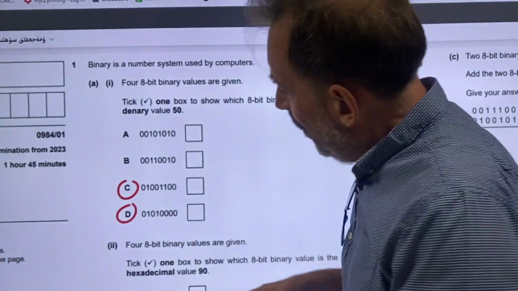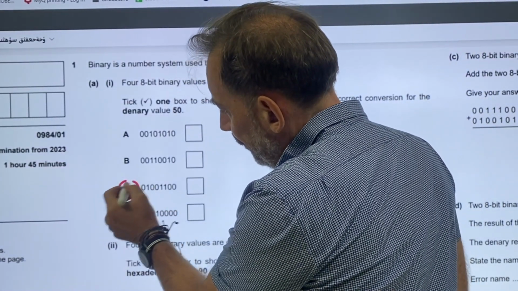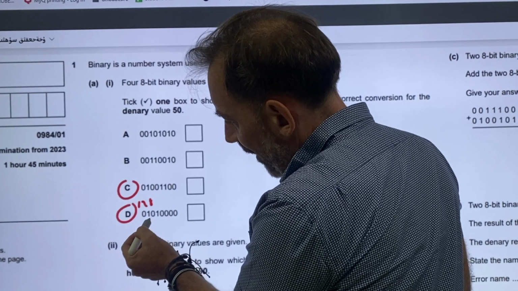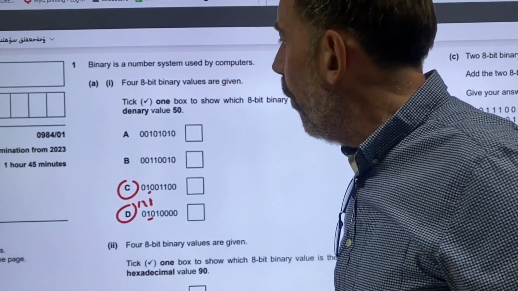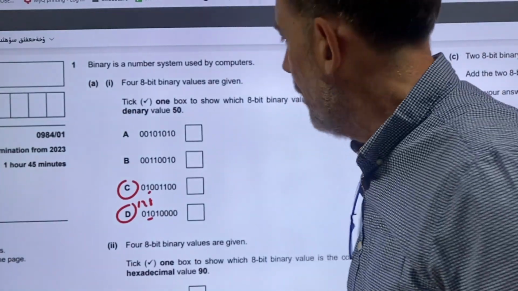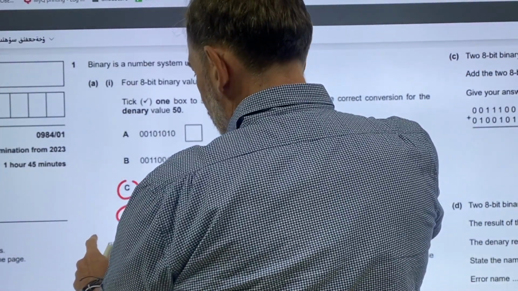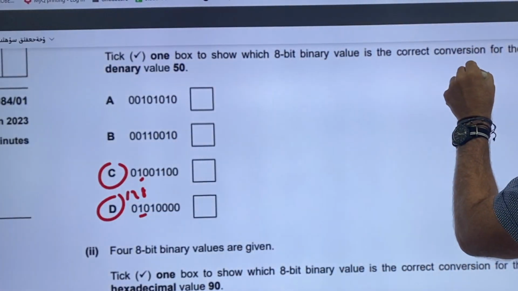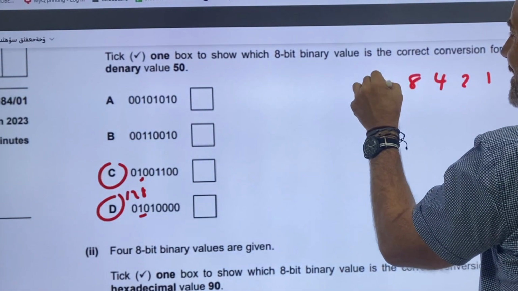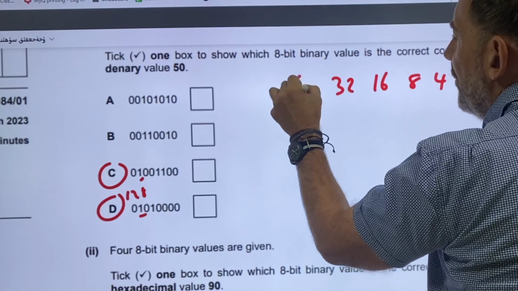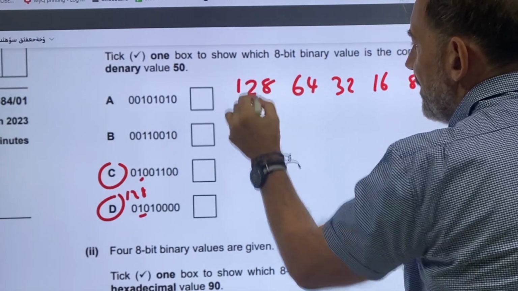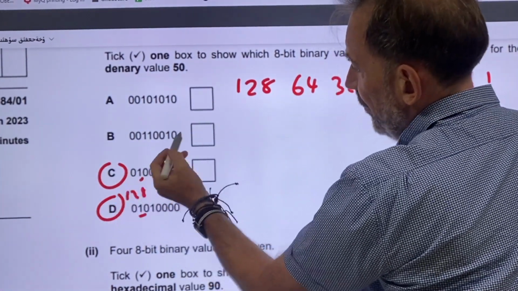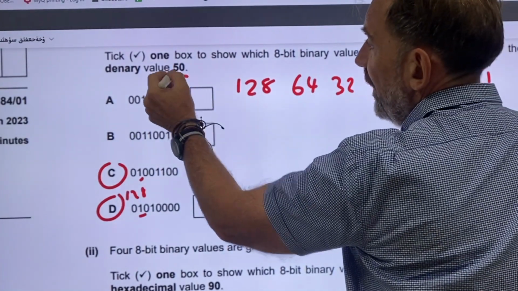We can rule these two out because if we're doing an 8-bit number system, the last number in the sequence is 128. So therefore, these two numbers here signify 64. Let me zoom in a little bit and I'll try and show you. We have 1, 2, 4, 8, 16, 32, 64, 128. It's our 8-bit register. As you can see here, we've got 2 at the second position, which would be 64. We need the value 50.